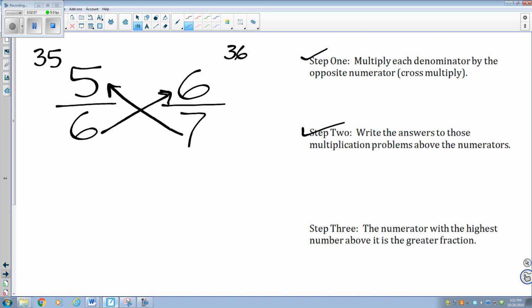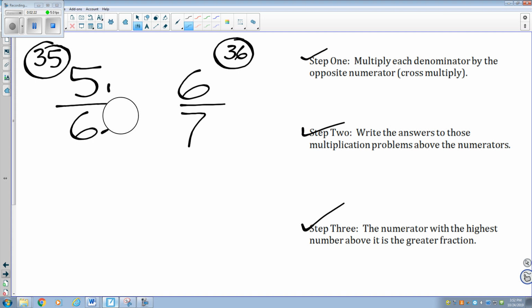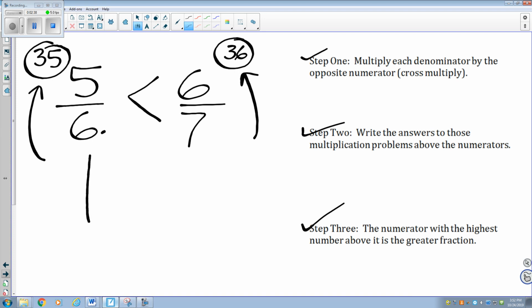So step 3 says the numerator with the highest number above it is the greater fraction. So as we can see, 36 right here is greater than 35, which means the fraction on the right side is going to be the greater fraction. So we would say 5/6 is less than 6/7. The 6/7 fraction is greater. Also notice that the 36 and the 35 are pretty close together, which means that 5/6 and 6/7 are also pretty close together, with 6/7 being the greater one.